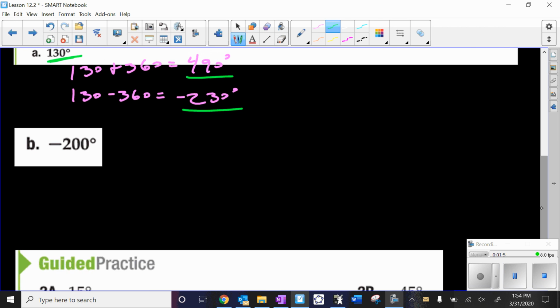The idea doesn't change when you're given a negative. I'm still going to add on 360, and I'm going to subtract off 360 to get my two angles. So this one would get me positive 160, and this one would get me negative 560.